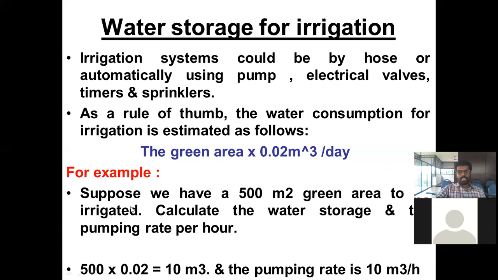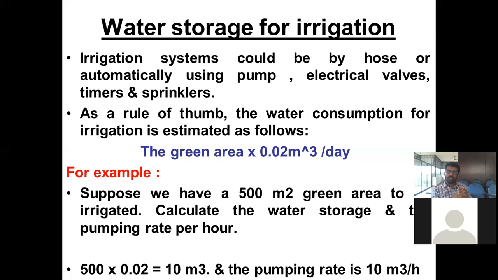For example, suppose we have a 500 square meter green area to be irrigated. Calculate the water storage and the pumping rate per hour. So if you want to irrigate an area of 500 square meters, how much should the water storage be? What should the tank capacity be, or how much water do you have to store in a day? And the pumping rate per hour: how much time do you have to fill that water?